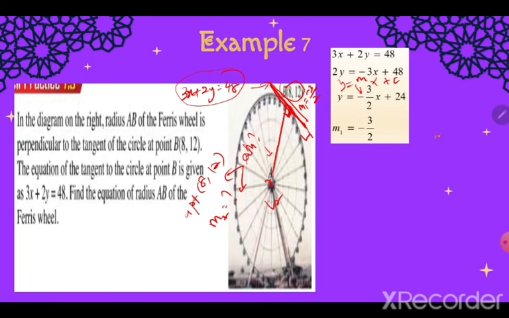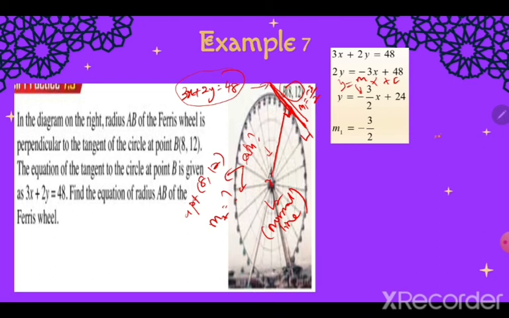So we need to find the line that is perpendicular to the tangent line, which is the line of the radius. So we are talking about the gradient of the normal here, the equation of the normal. This is the normal line, so we are talking about M2.